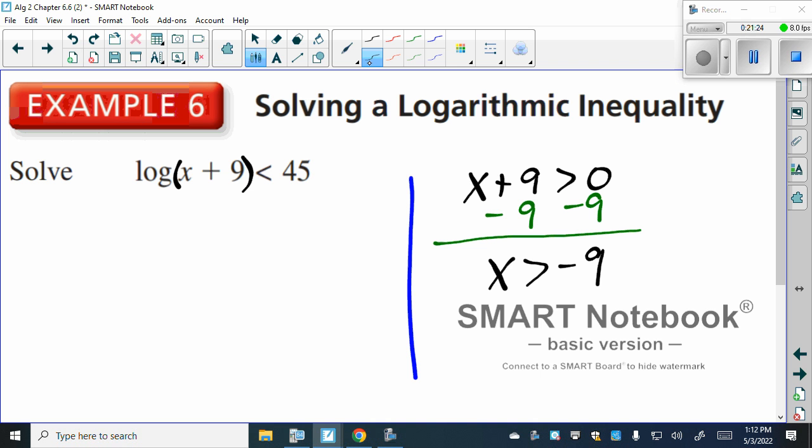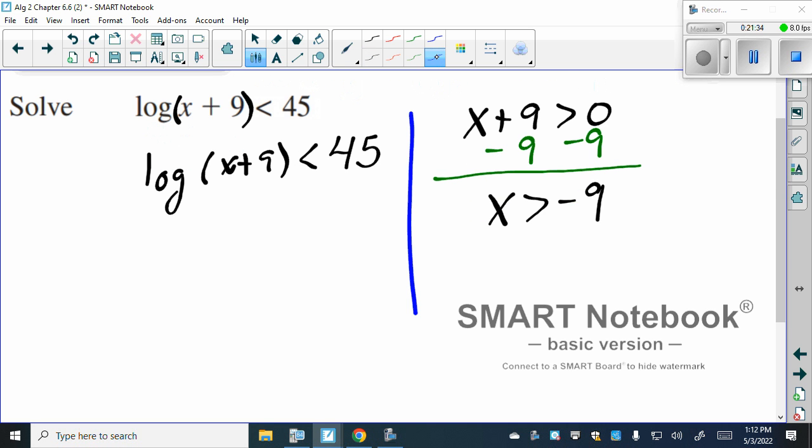Now we can go on and start solving this here. So we have log of x plus 9 is less than 45. Now to simplify the logarithm out, we're going to put both sides to the base 10, because 10 to the log of x plus 9, the 10 and our log will cancel out, telling us that x plus 9 is less than 10 to the 45.